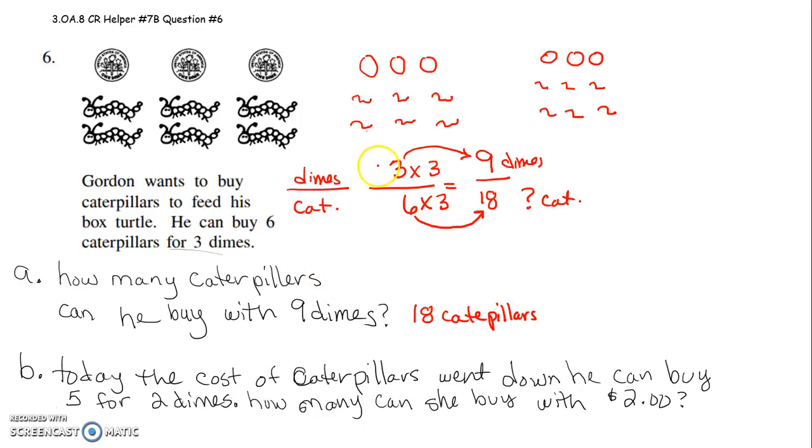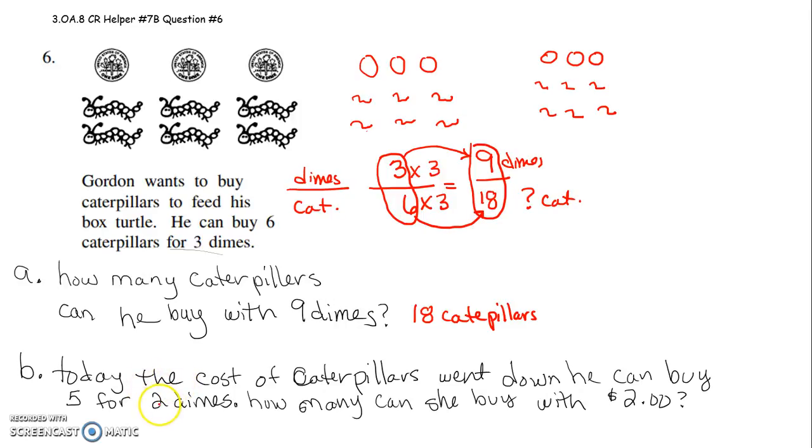And I know that these are equivalent because 3 out of 6 is 1/2, and 9 out of 18 is 1/2. All right, so 18 caterpillars. You can either just draw out the picture or make a ratio and create equivalent fractions.